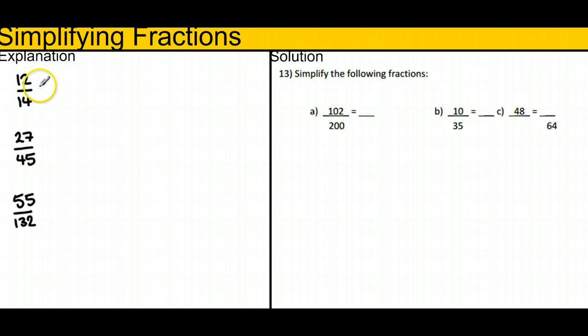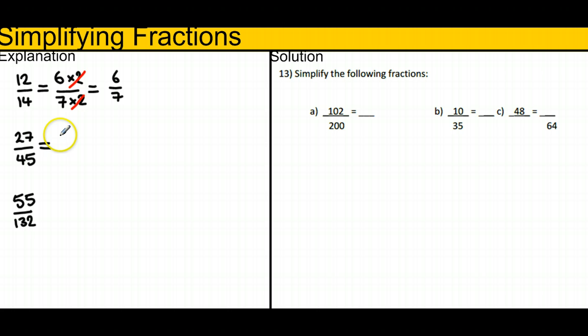12/14. Whenever we're simplifying fractions, we're looking for common factors. So what goes into both 12 and 14 is 2. Now I'm just going to demonstrate that by splitting 12 up into 6 times 2 and 14 into 7 times 2. The reason I do that is it gives you a clear indication that you've got a times by 2 and a factor of 2 on the top and the bottom, which you can cancel out, leaving you with 6/7 as that simplified version.